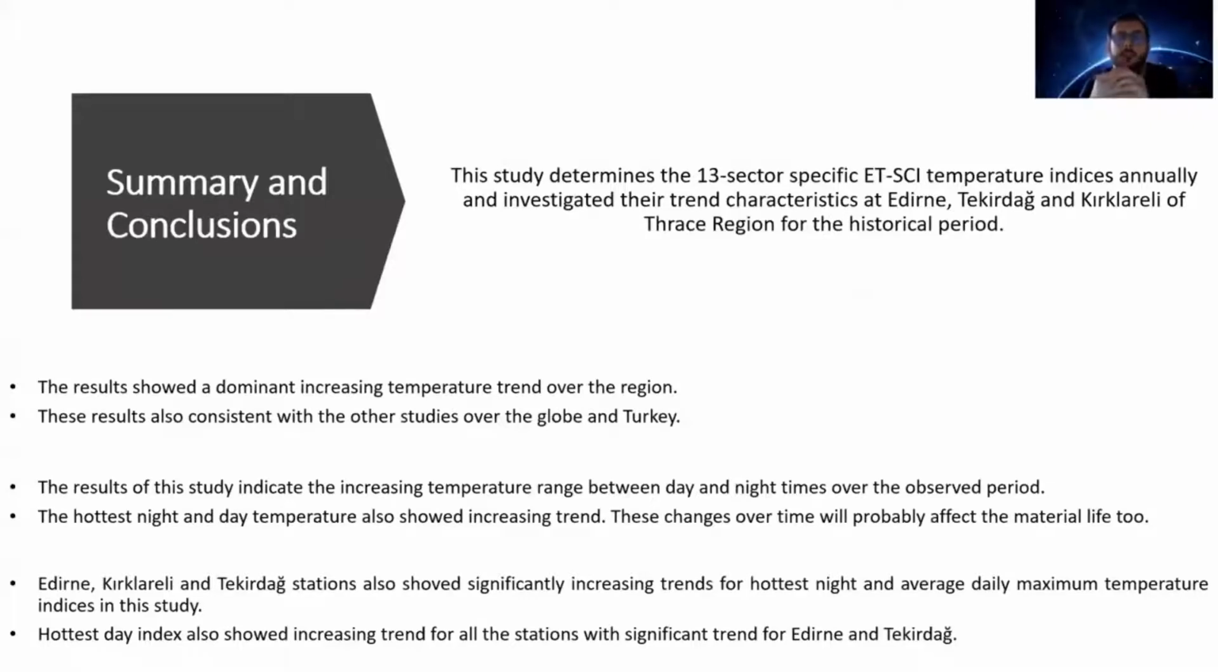So what I did in this study is to determine the 13 sector-specific temperature indices annually and investigate their trend behavior at the 3 stations of the Thrace region. We have used the historical period data. And the results showed a dominant increasing temperature trend over the region. These results also coincided with other studies over the globe and also over Turkey.